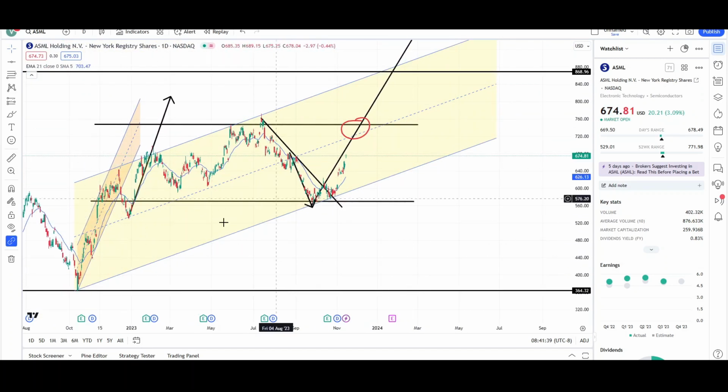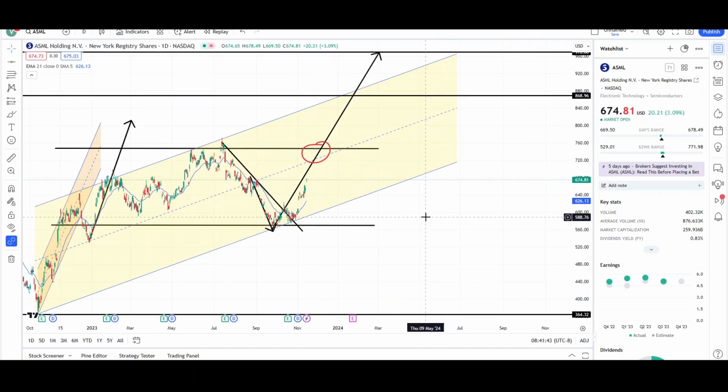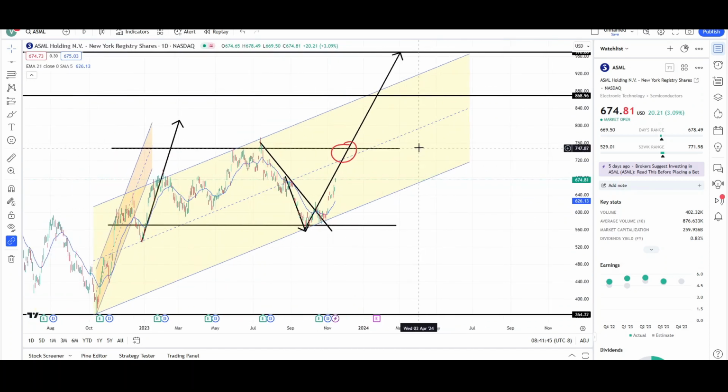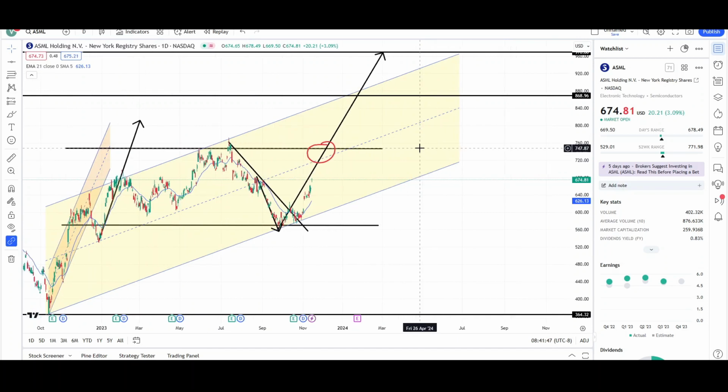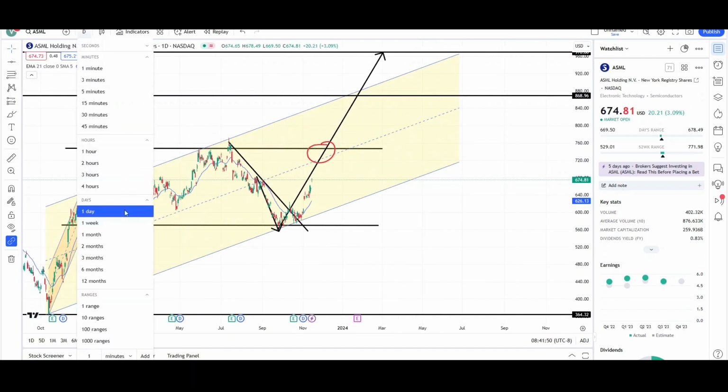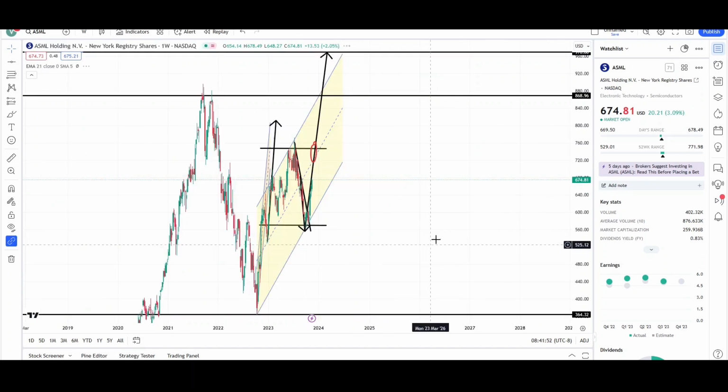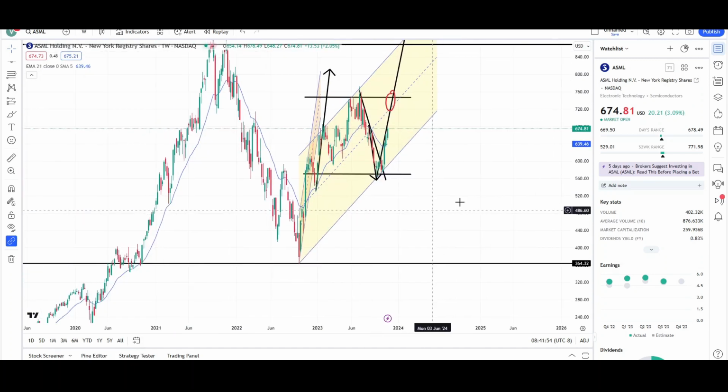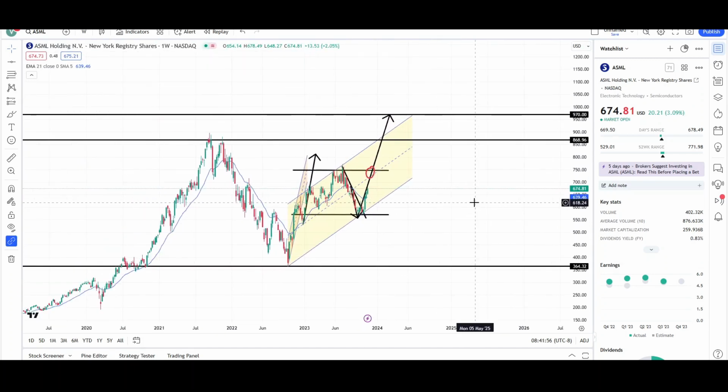But again, it looks like we have bullish momentum in the short term and long term. So it looks pretty good for ASML. First target, 746, or yeah, the high 740s. So let's take a look at the weekly chart for a bigger picture view, or a higher time frame view.